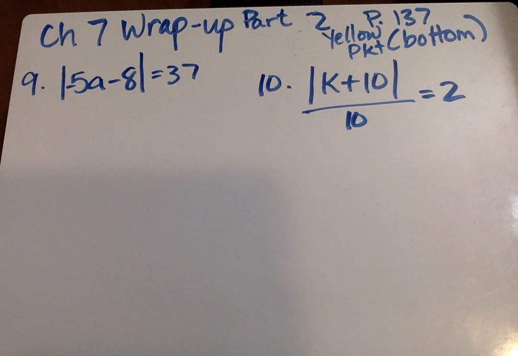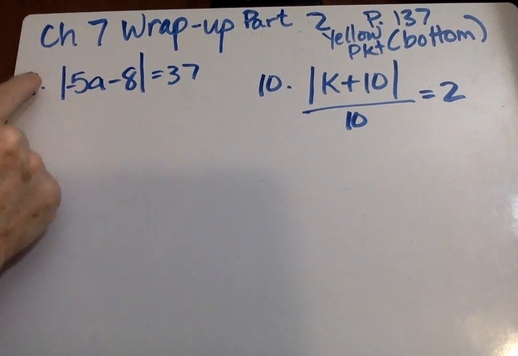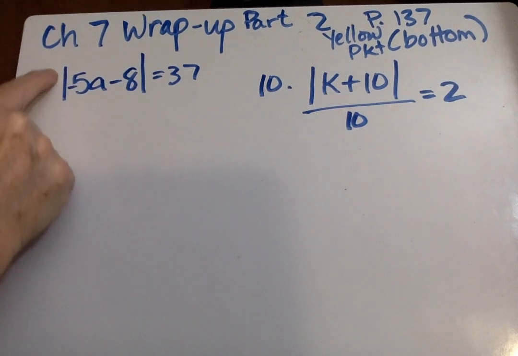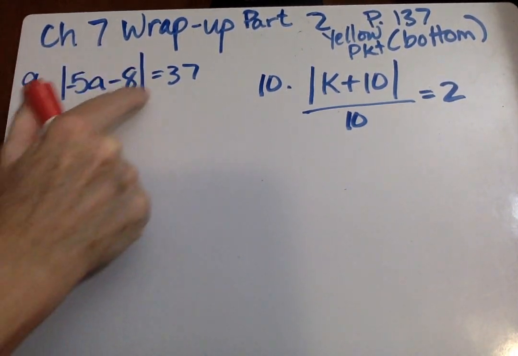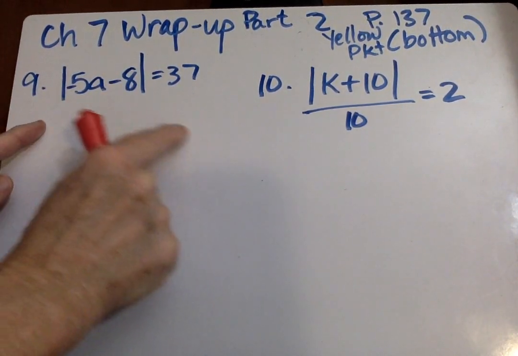This is page 137 in your yellow packet at the bottom. We'll start with number 9, negative 5a minus 8 absolute value equals 37. Now we need to make sure the absolute value is by itself, nothing added or subtracted, multiplied or divided around it before we make our two equations.